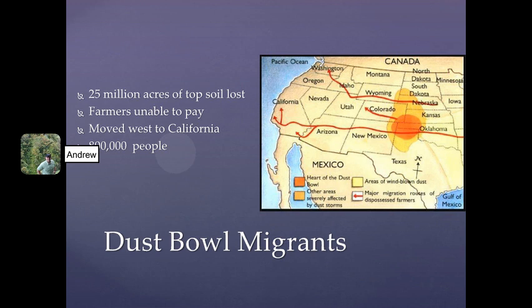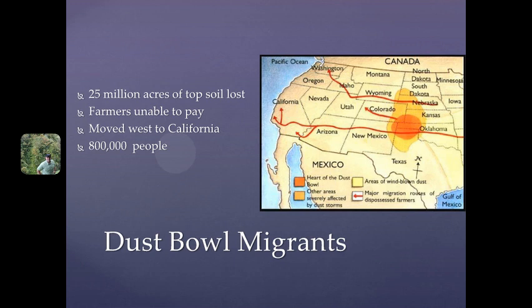Back to the Dust Bowl migrants, as we pointed out earlier, you can see here Oklahoma, Kansas, northern Texas, southern Nebraska were the hardest hit from the Dust Bowl. And so you had 25 million acres of topsoil lost to this massive drought. Farmers were now unable to pay the loans and mortgages on their farms, so they just picked up shop and left. And you can see the routes they took here into California and into the northern Pacific up there in Washington and so forth. Some 800,000 people moved.